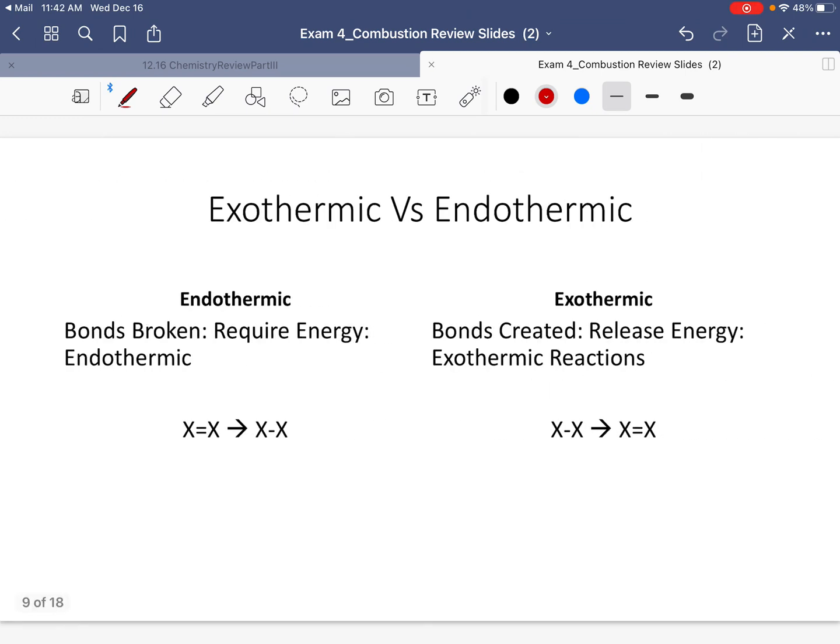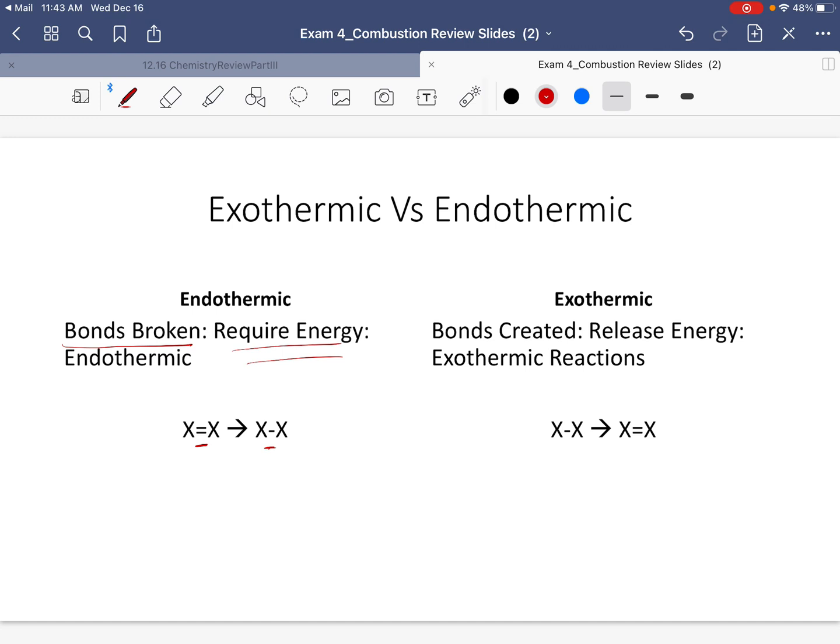Exothermic versus endothermic. I love this one, guys. This is a common misconception always, not just in higher level chemistry, but in my pre-AP chemistry. When bonds are broken, you require energy. You need energy in order for those bonds to break. So it is an endothermic reaction. So an image that can display that is you go from a double bond to a single bond. Bonds were broken, and again, you needed energy for that to happen.